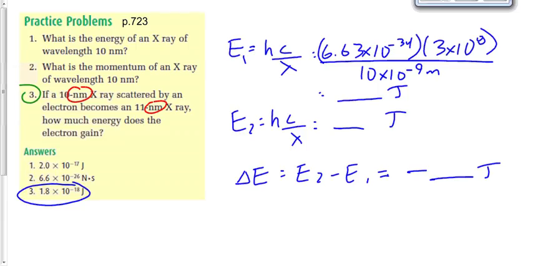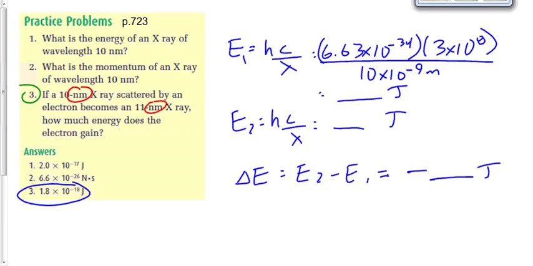Good, Caitlin. When we do this analysis here, we're finding the change in energy of the photon. What are we looking for? The change in energy of the electron. Good. So the change in energy of the photon will be negative, right? The photon loses energy. It's got to lose energy because the electron that was not moving at all, it was just sitting there, has gained energy.